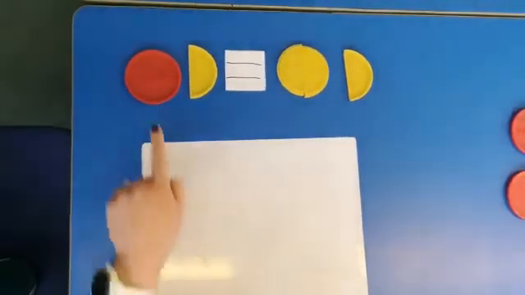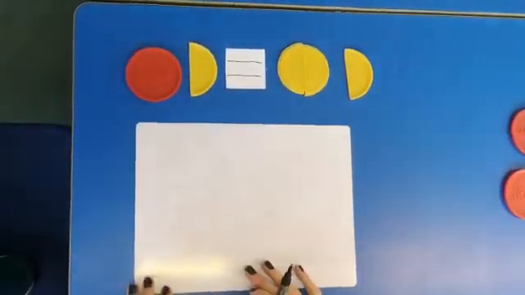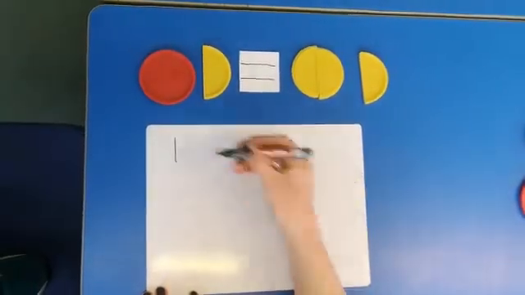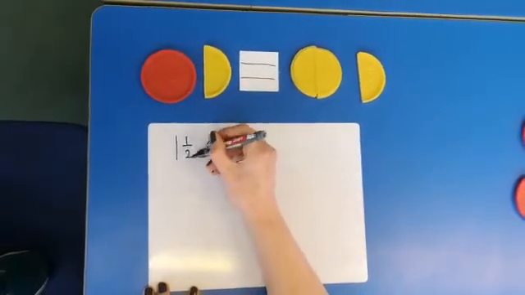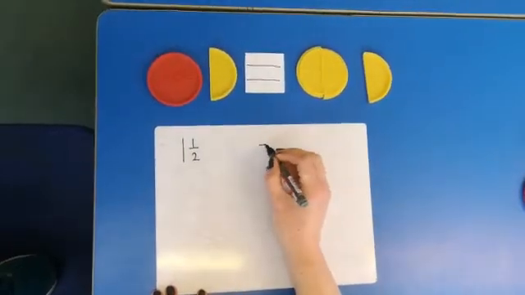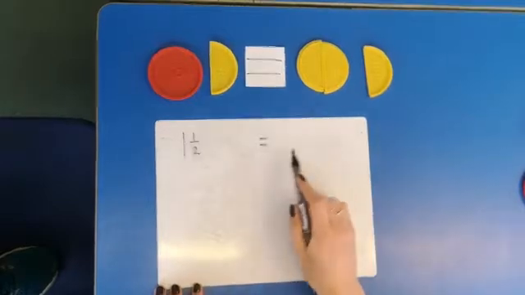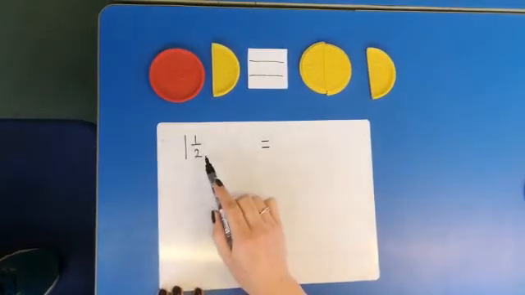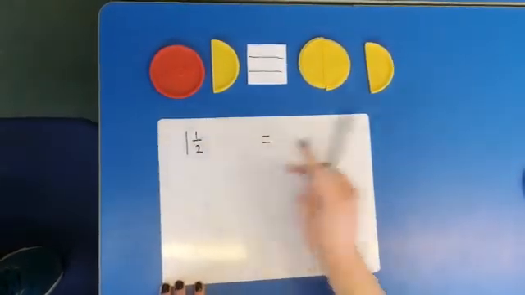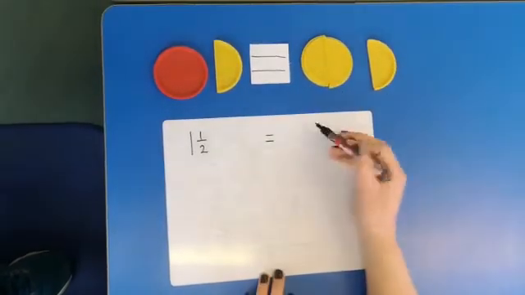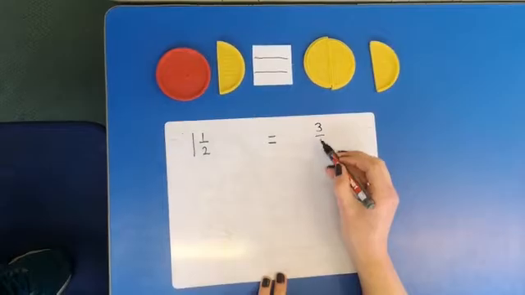So here we have 1 whole and 1 half, and we can write that as a mixed number. We have the whole number 1 next to the fraction 1 half. And if we want to write that as an improper fraction, we need to write it as one single fraction. So I want to know how many halves are in 1 1/2. You can see here, I've got 1, 2, 3 halves, which equal 1 1/2.